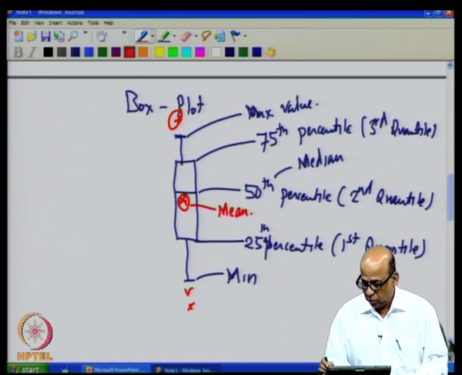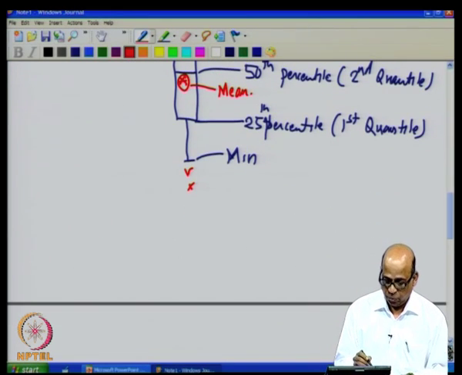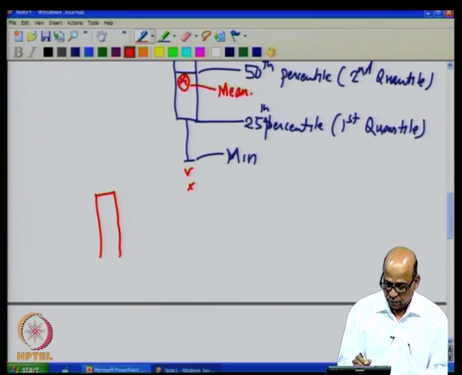There is another small thing that we must know. Let us say I have a box plot like this.